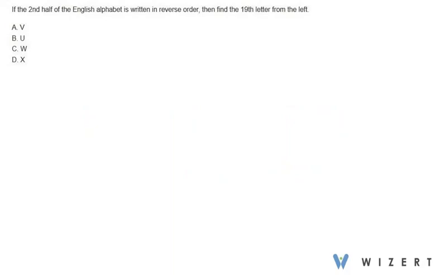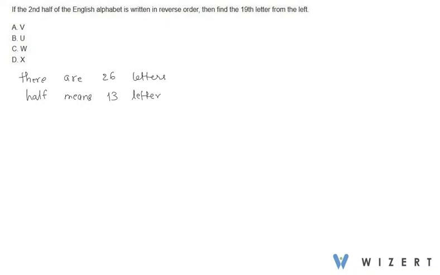We have this question here. If the second half of the English alphabet is written in reverse order, then find the 19th letter from the left. So there are 26 letters. So second half means 13 letters. So second half of the letters are written in reverse order.